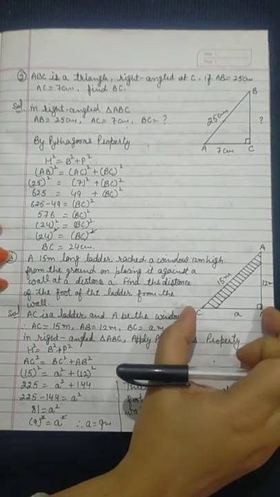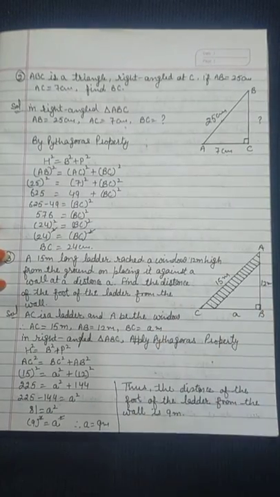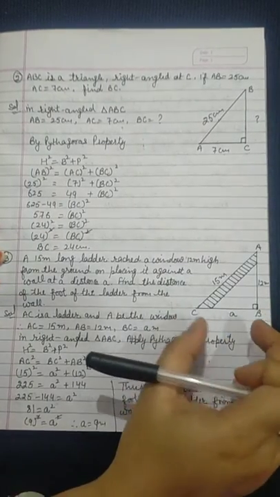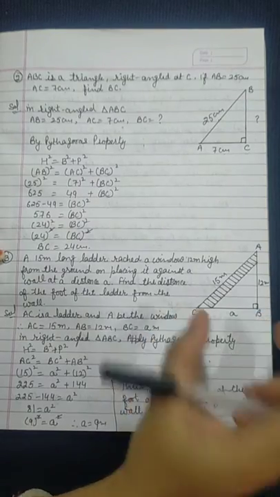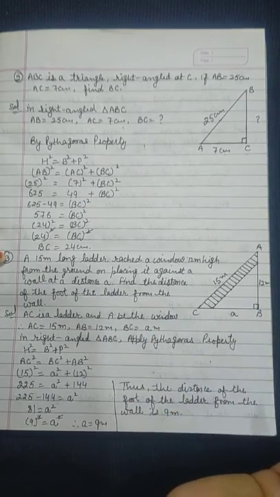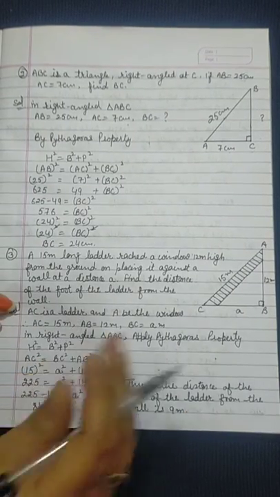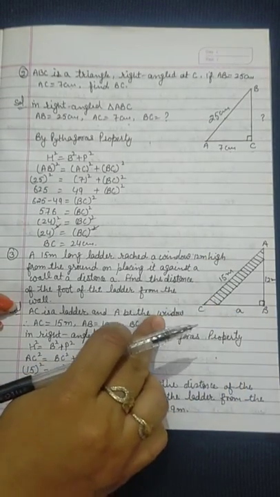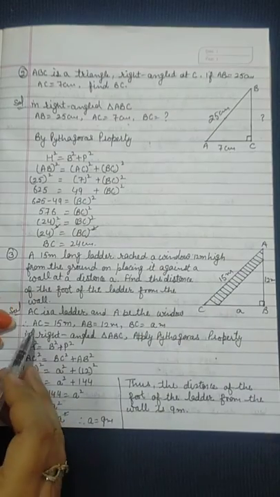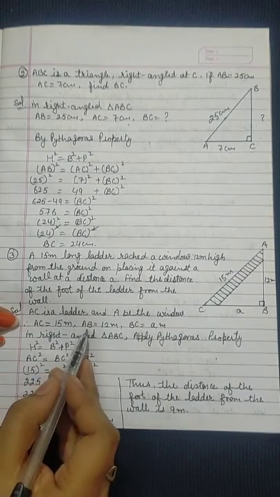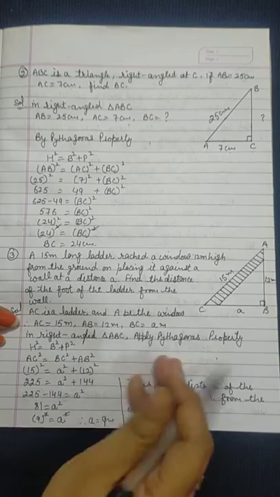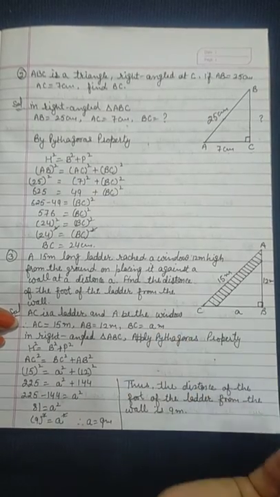Now we have to find out how much distance they have. The distance means CB. We have to find BC, or CB, here. We have to find the value of a. So let's start the sum now. What is there? AC is the ladder, it is given. Then A is the window. Here AC is 15 meters, AB is 12 meters, and BC is a meters. We have to find BC.